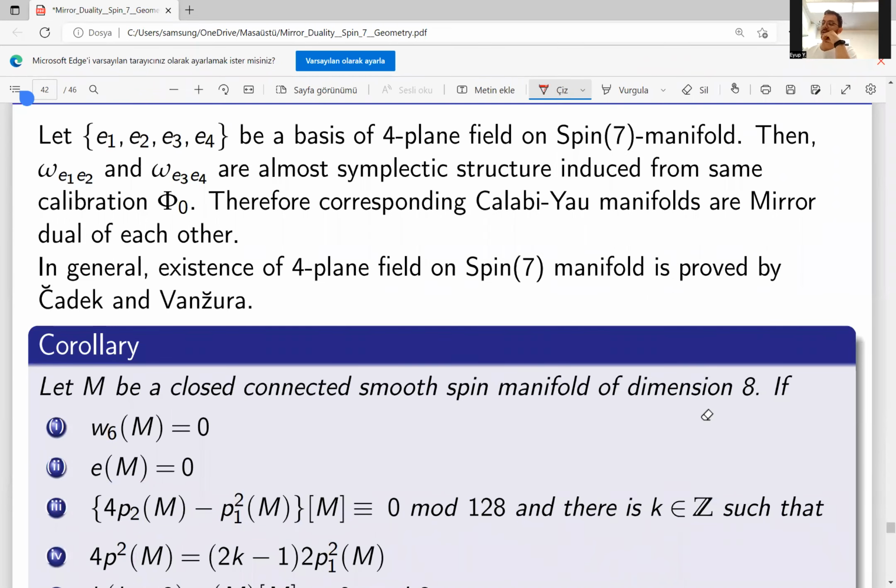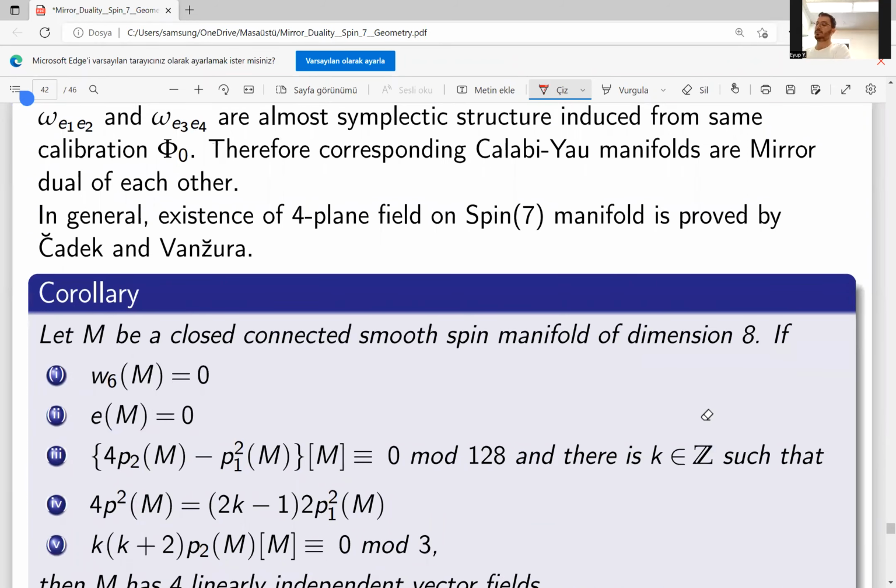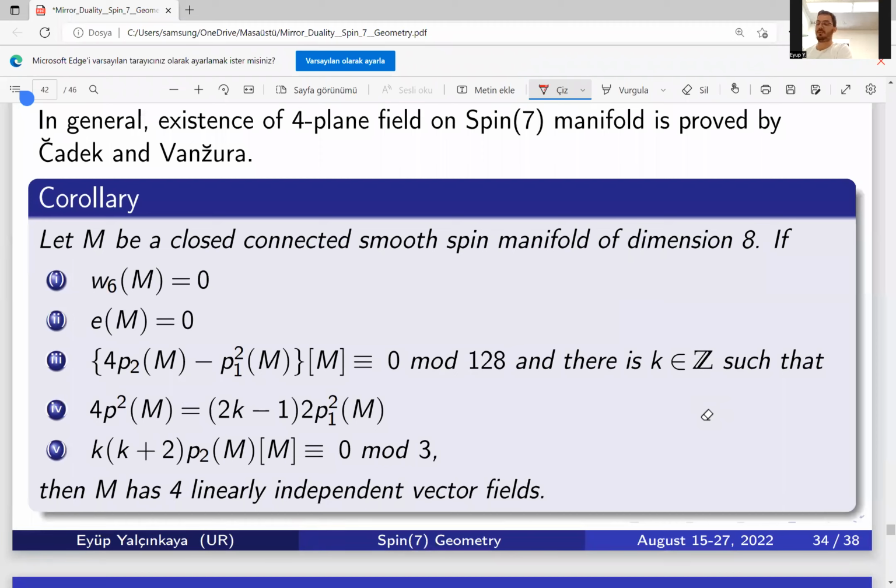Kadeishvili and Vanžura showed that if the V6, the Stiefel-Whitney class we mentioned before, equals 0, and the Euler class of M equals 0, and the complete definition, the T squared M equal to this one, which is very complete information about finding four vector fields, if all of them are satisfied, we can say that M has four linearly independent vector fields.